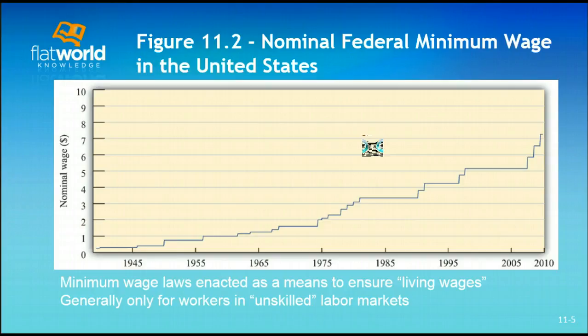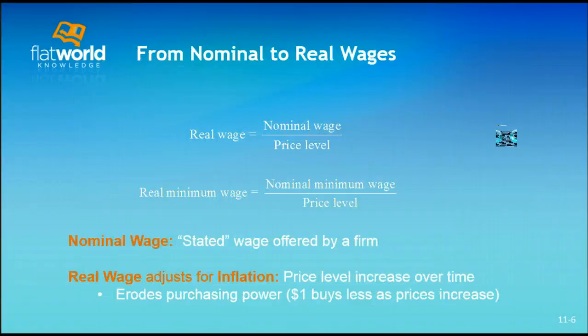Now, to understand how this has changed over time, as you can see, it was 25 cents per hour back in 1938. I know this chart only goes until 2010, but even currently it is $7.25 an hour in the United States. But if we want to look at what the effect on workers was for this federal minimum wage, the first thing we have to look at is the difference between what we call a nominal wage and a real wage.